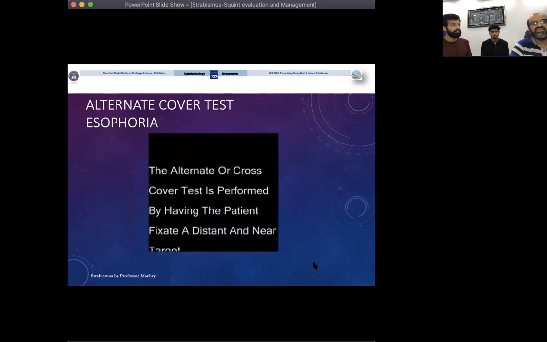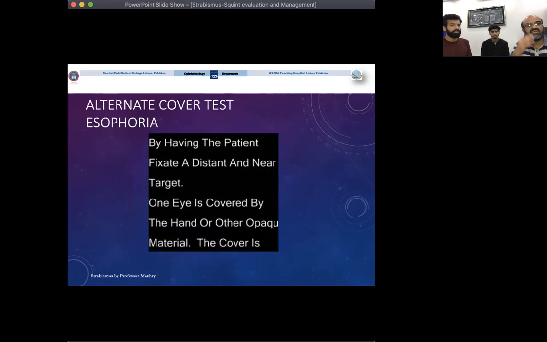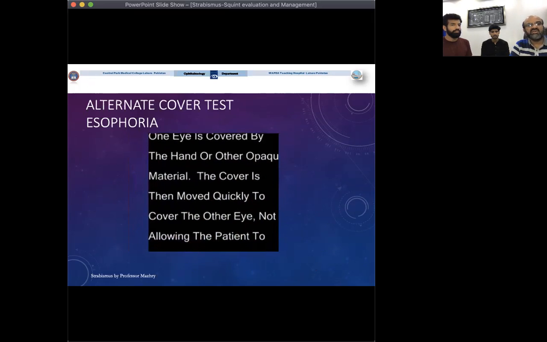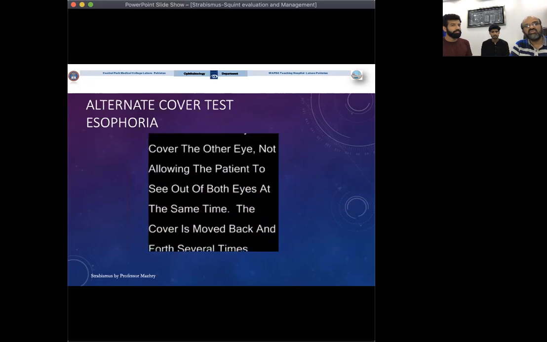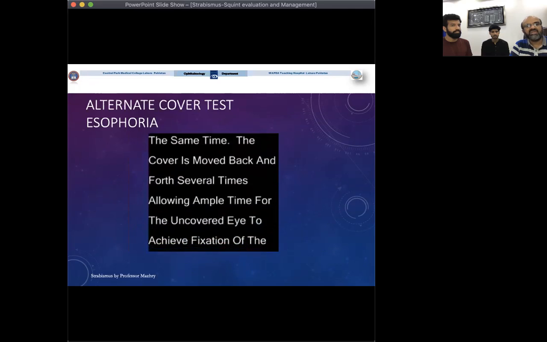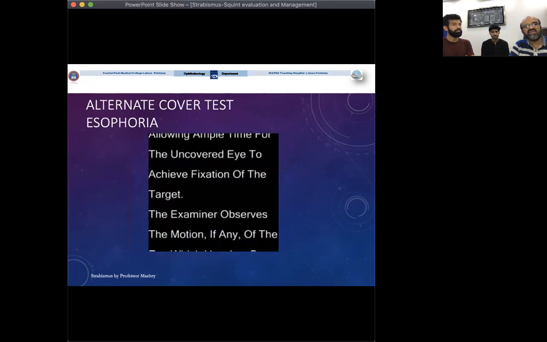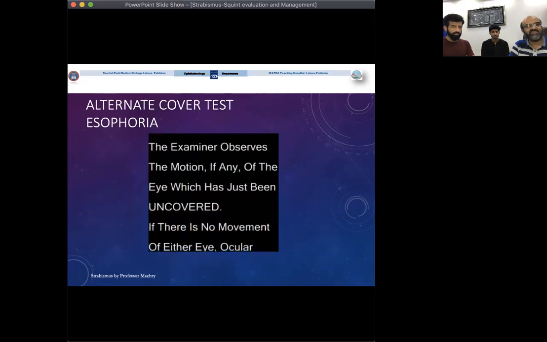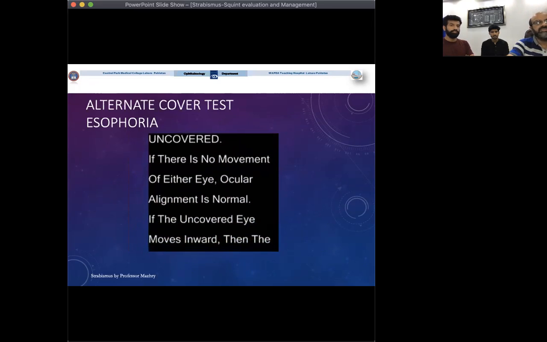By having the patient fixate at a distant or near target, as I demonstrated, one eye is covered by hand or other opaque material. The cover is then moved quickly to cover the other eye, not allowing the patient to see out of both eyes together at the same time. The cover is moved back and forth several times, allowing ample time for the uncovered eye to achieve fixation. That's what I say: 1, 2, 3, 4. So this is the alternate cover test.